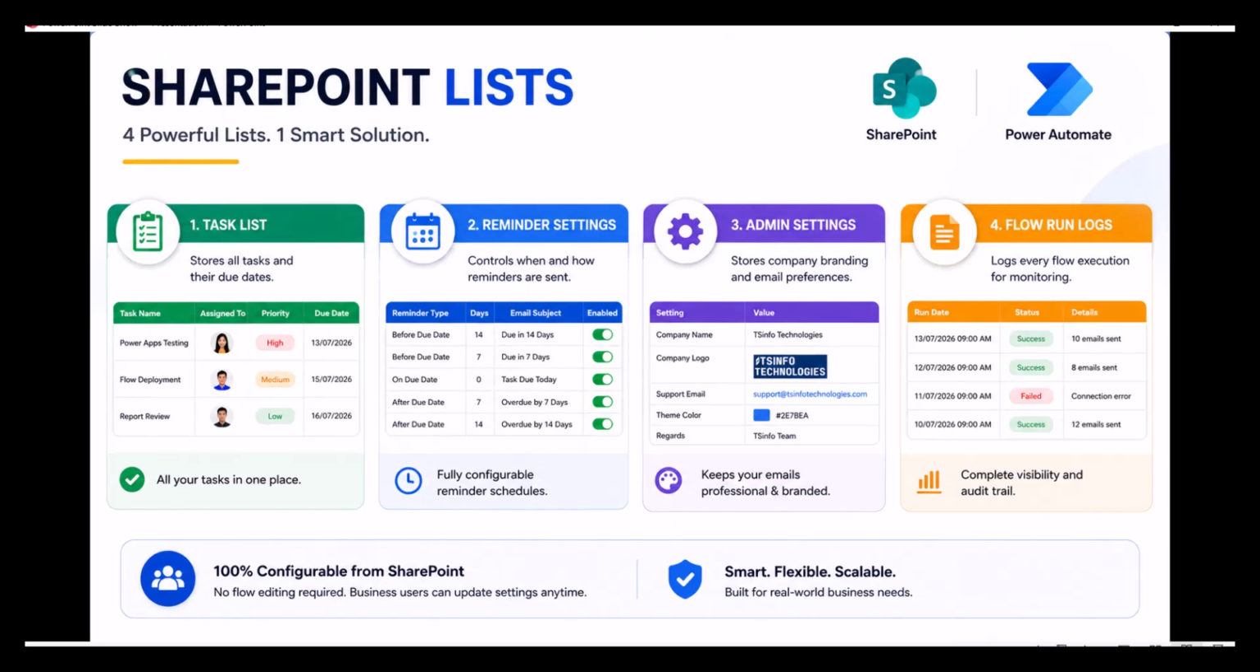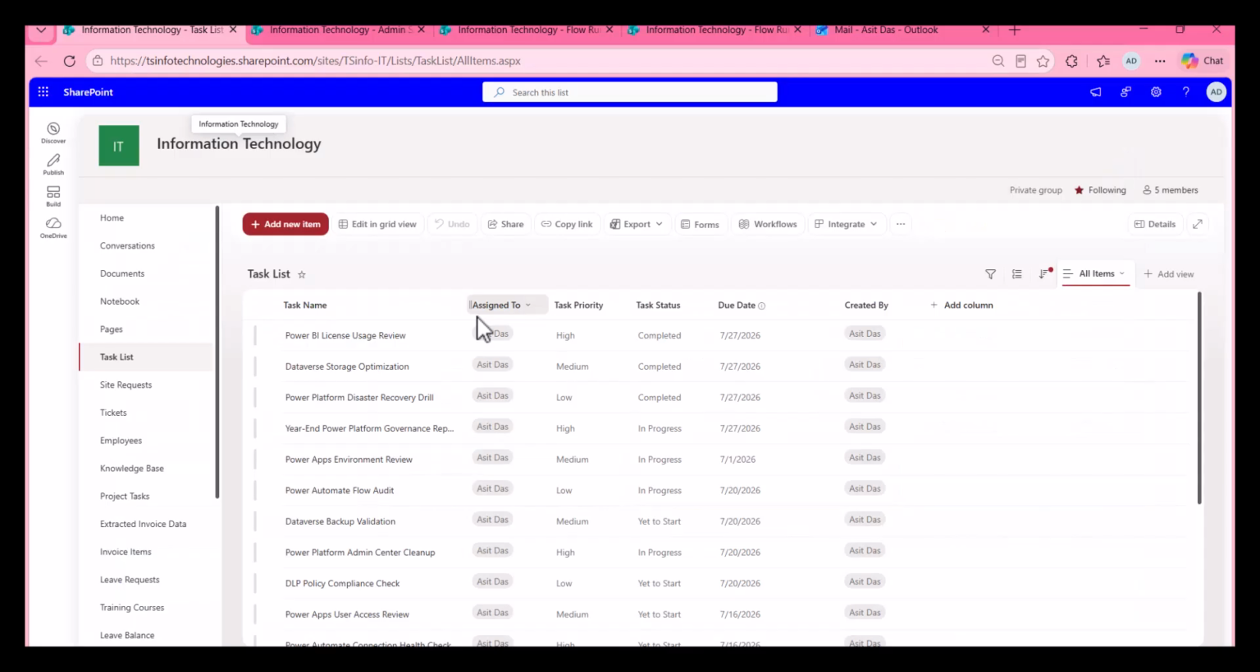So let me show you the SharePoint list. Here is the task list. Each task has task name, assigned user, priority, status, and due date. Power Automate reads only incomplete tasks. Complete tasks are ignored. That means the reminder will go out only when the task is incomplete. If the task is complete, we are not sending the reminder.